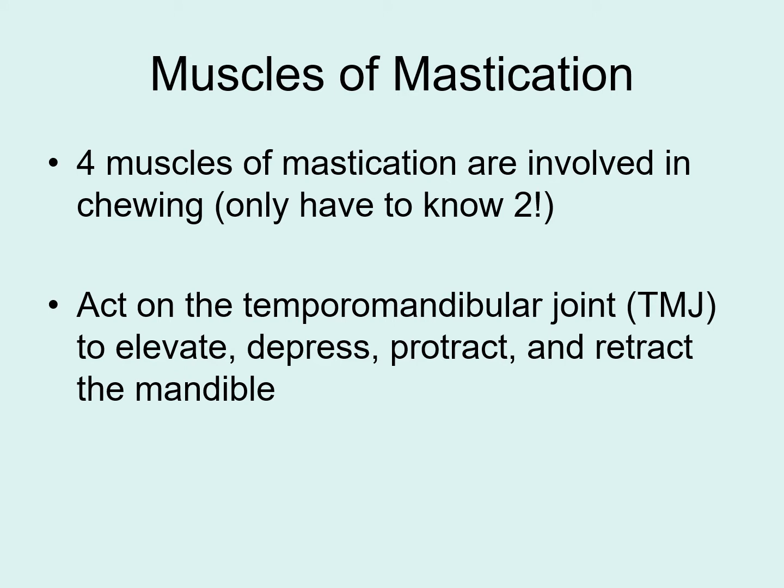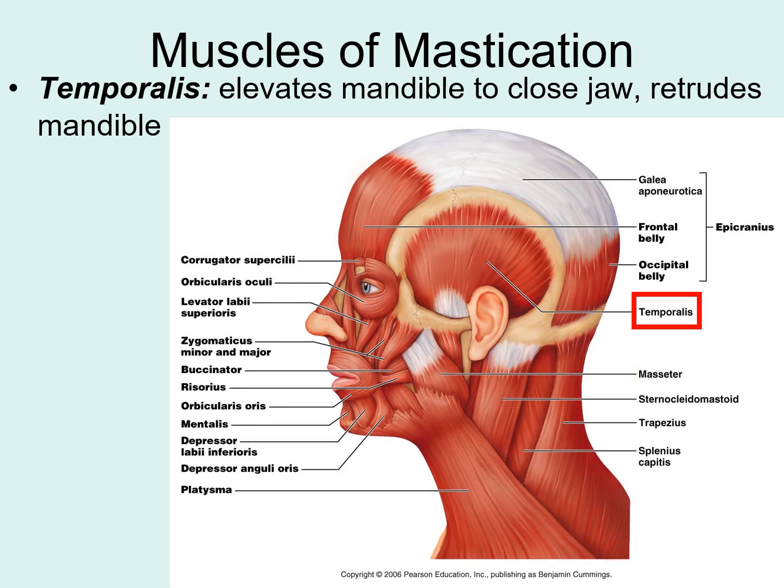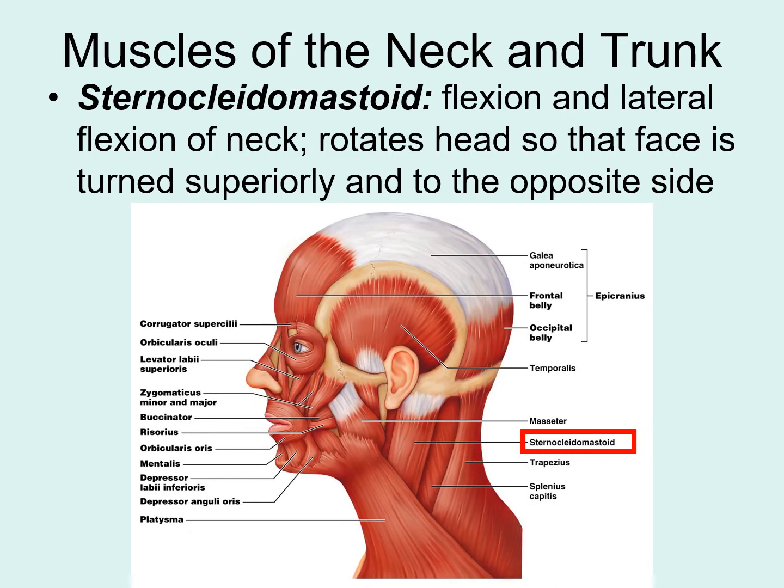Now for chewing, which is what mastication is, there's actually 4 muscles involved. You only have to know 2 of them. With chewing, obviously that means moving the mandible. They're going to be involved with the temporomandibular joint, which is commonly referred to as TMJ. It's going to help to raise or elevate the mandible, depress it, protract it, and retract it for all of those chewing motions. The masseter is going to help elevate that mandible to close the jaw. It also helps to protrude the mandible. The temporalis elevates the mandible to close the jaw as well and pulls it back.